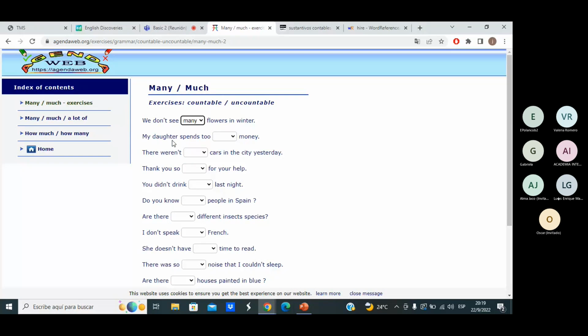For example, Gabriela, would you like to try with the second one? Yeah. Okay, go ahead. My daughter spends too much money. Okay, thank you. Luis, Enrique. Yes, teacher. Number 3. Okay. There weren't many cars in the city yesterday.